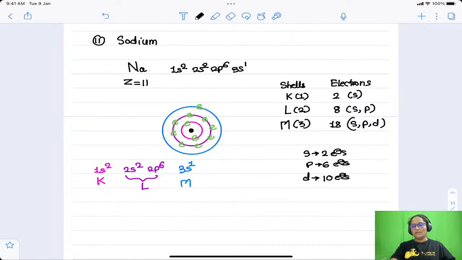Okay, I hope you got this, how to draw the structure and how to write down the electronic configuration for atoms of the elements. Yeah, just take a screenshot of this last example. I hope you have taken a screenshot.